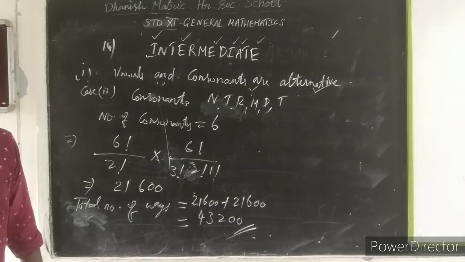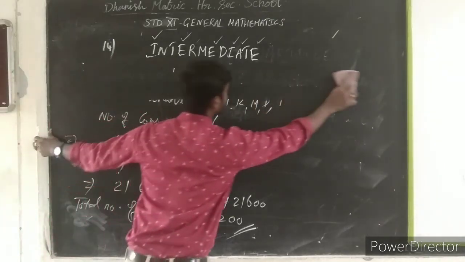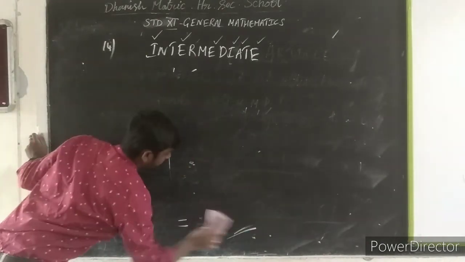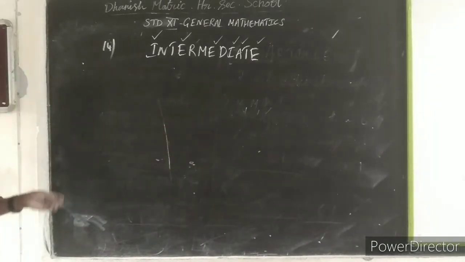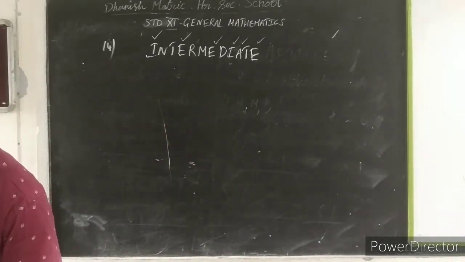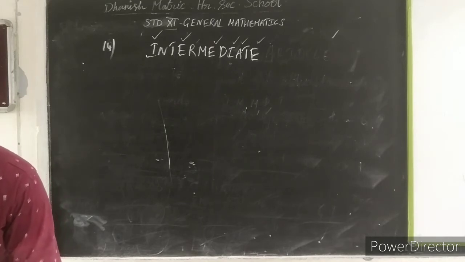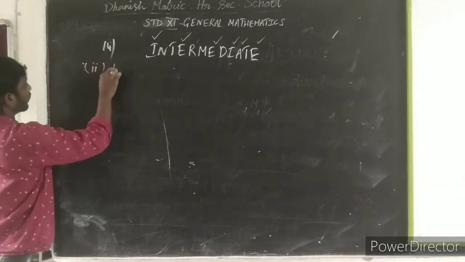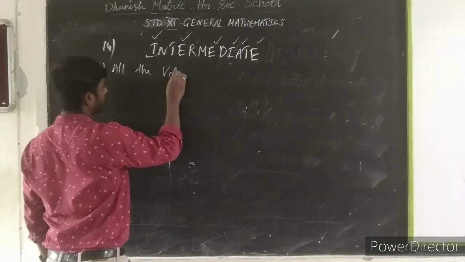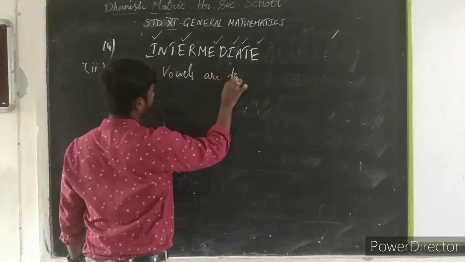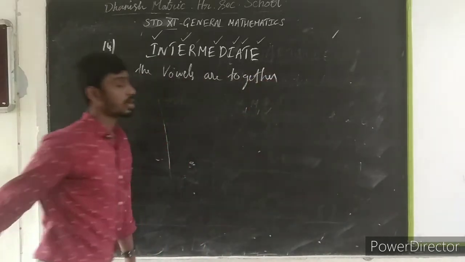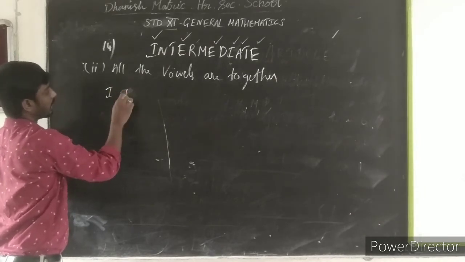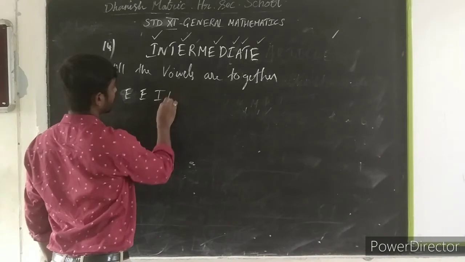Let me solve the second subdivision. All the vowels are together. Now solve the second condition. All the vowels are together. So let me write like this. What are the vowel values here? That is I, E and E, then I, A, E.